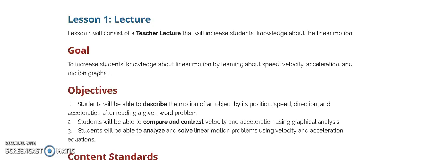Lesson 1 will consist of a teacher lecture that will increase students' knowledge about linear motion. The goal is to increase students' knowledge about linear motion by learning about speed, velocity, acceleration, and motion graphs. The objectives will be for students to be able to describe the motion of an object by its position, speed, direction, and acceleration after reading a given word problem.